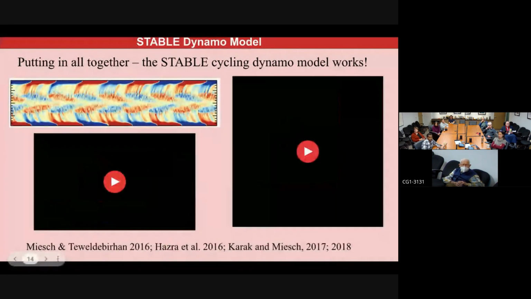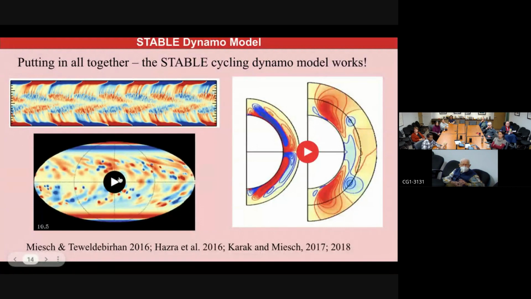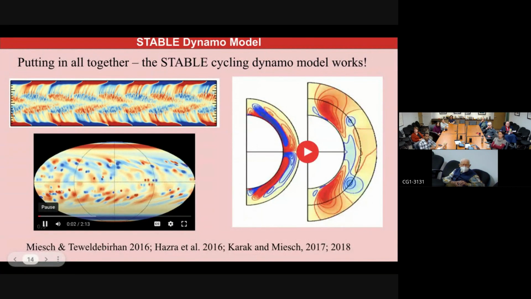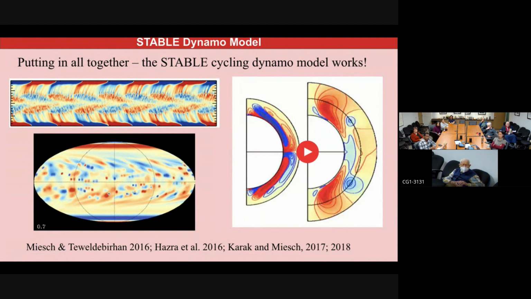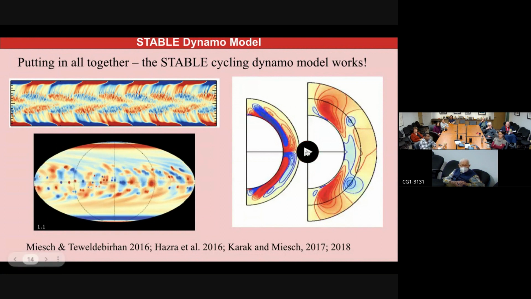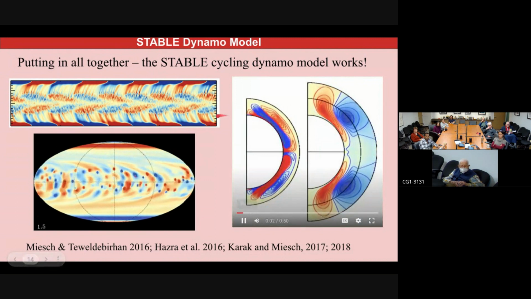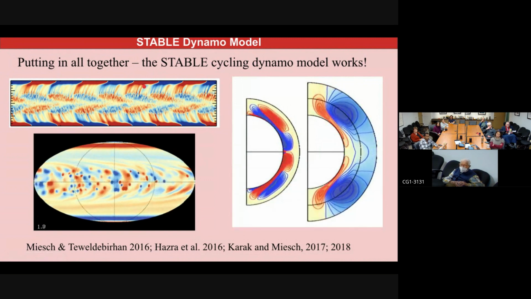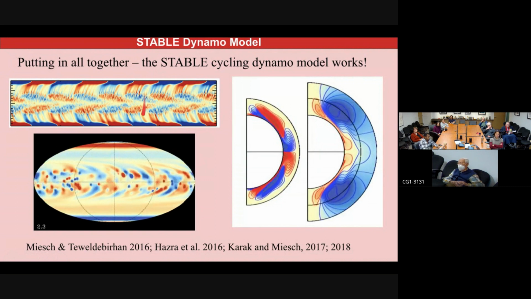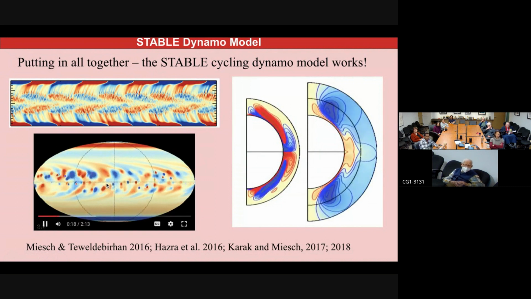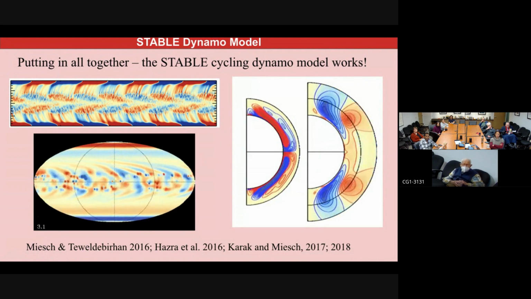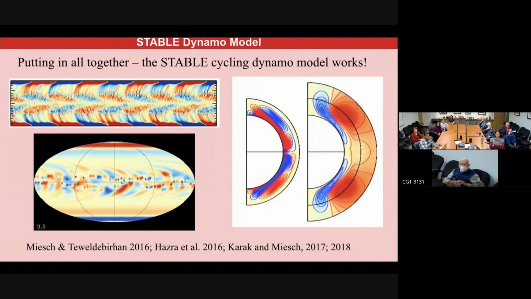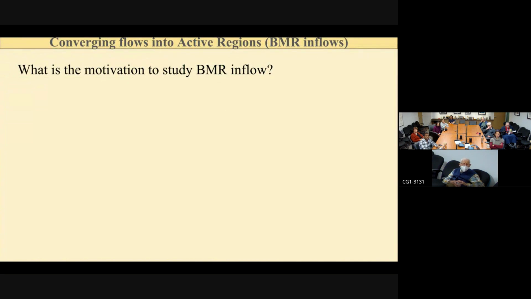So this shows that STABLE produces successfully the basic features of the solar observation, like this butterfly diagram and sunspot emergence. Then, after this, I am going to present the converging flow into active regions. And again, I'm going to use BMR inflow and converging flow into active region interchangeably.